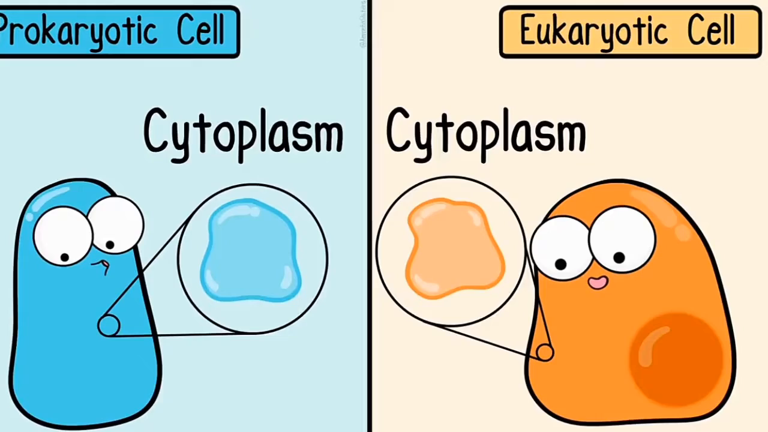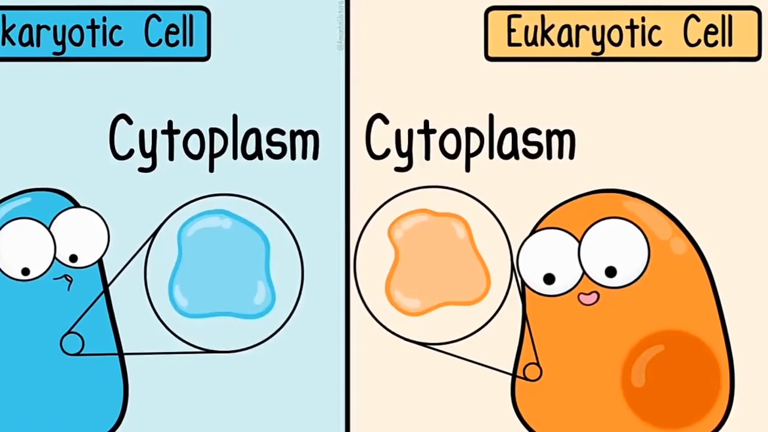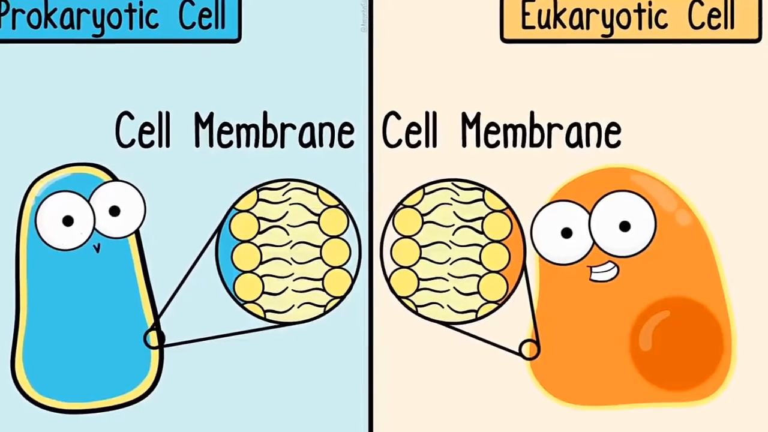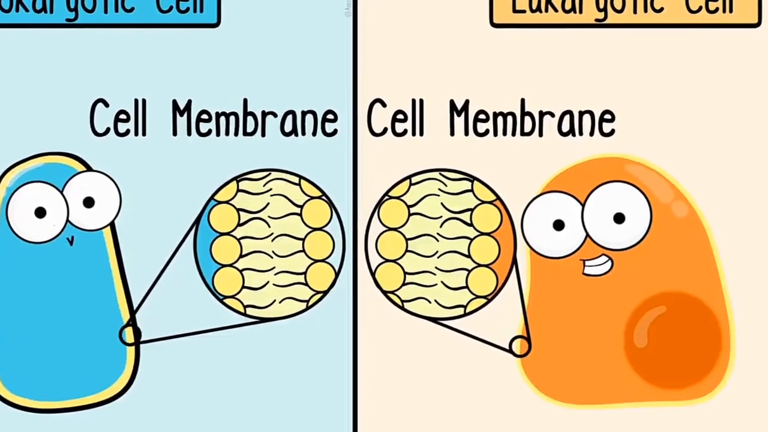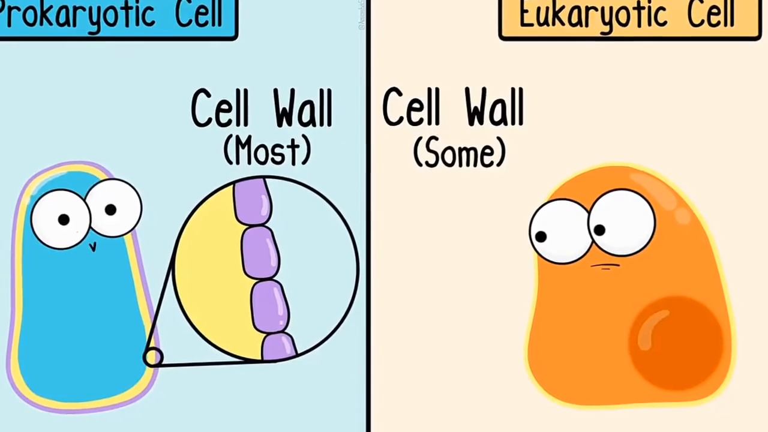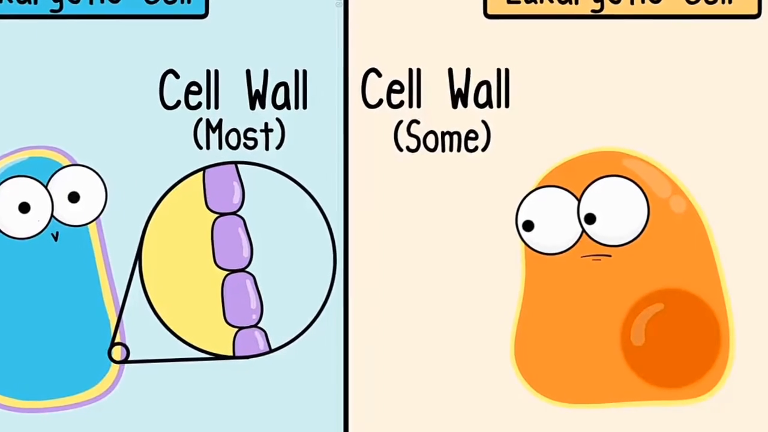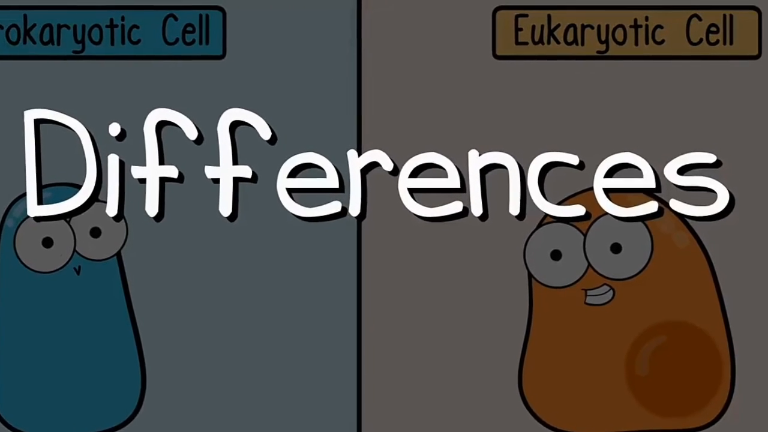Cytoplasm is a gel-like fluid that fills a cell, made up mostly of water and salt. The cell membrane protects the cell from its surroundings. The cell wall's function is to provide structure, support, and protection for the cell. Let's go through the differences.